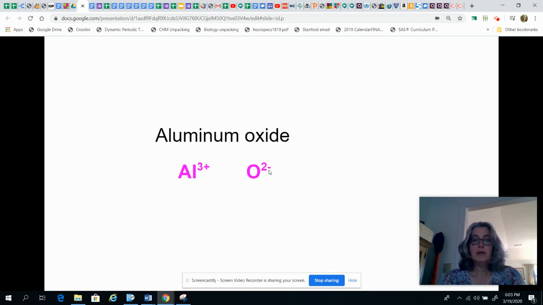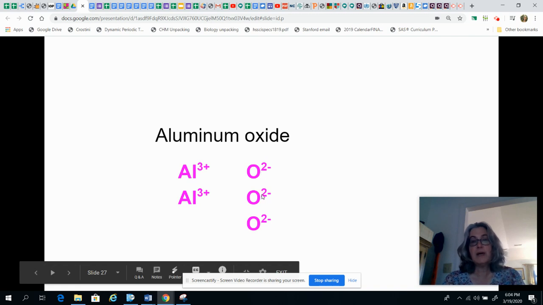Let's think about that. 2 goes into 6. If we had 3 oxygens, we'd have 3 times 2-. We'd have a total negative charge of 6-. If we had 2 aluminums, we'd have 2 times 3. We'd have a total positive charge of 6+. 6+ and 6-. 3 plus 3 is 6. Negative 2 plus negative 2 plus negative 2 is negative 6. So aluminum oxide has 2 aluminums in it and 3 oxygens. Al2O3, aluminum oxide.